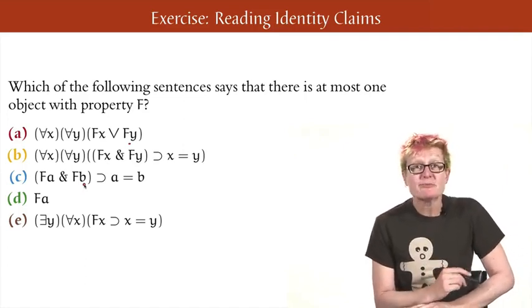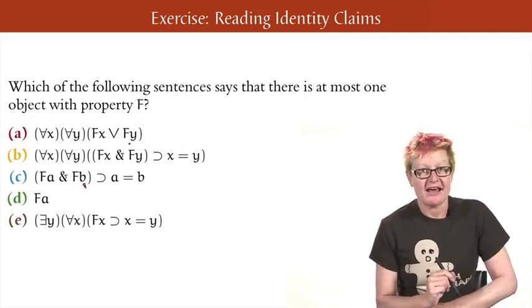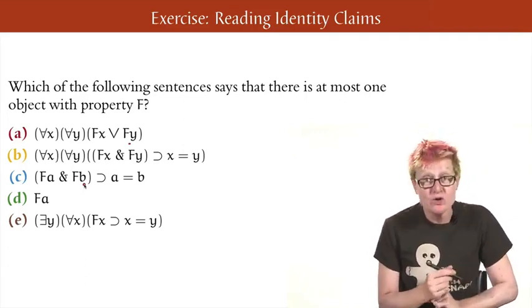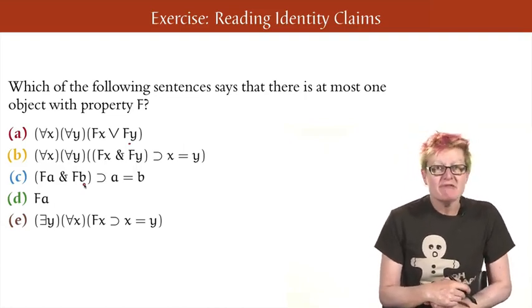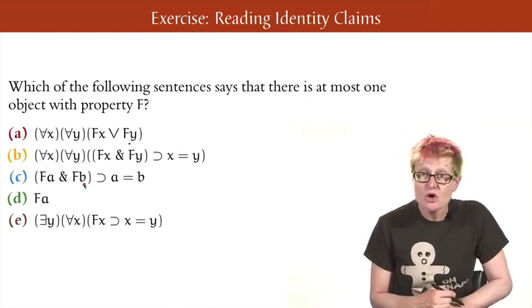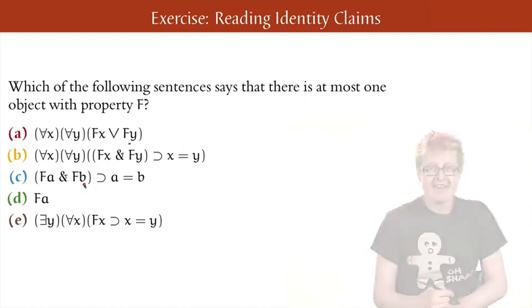Formula D expresses that there is at least one object with property F instead of at most one object with property F. So if you have any remaining questions or queries, first look at the course notes and then go to the discussion boards, and I'll follow the postings there.